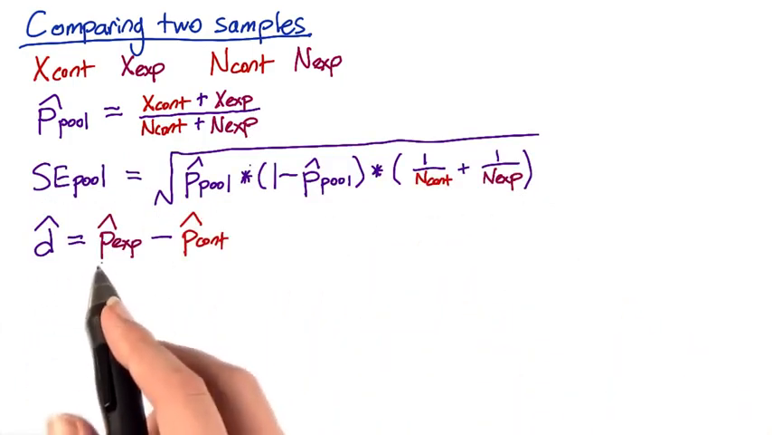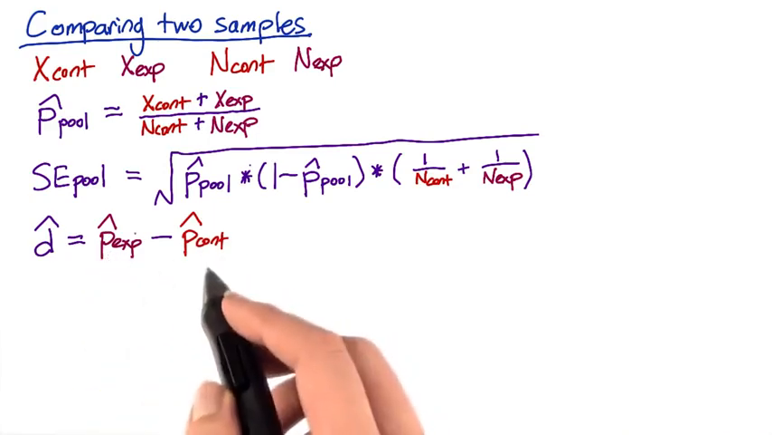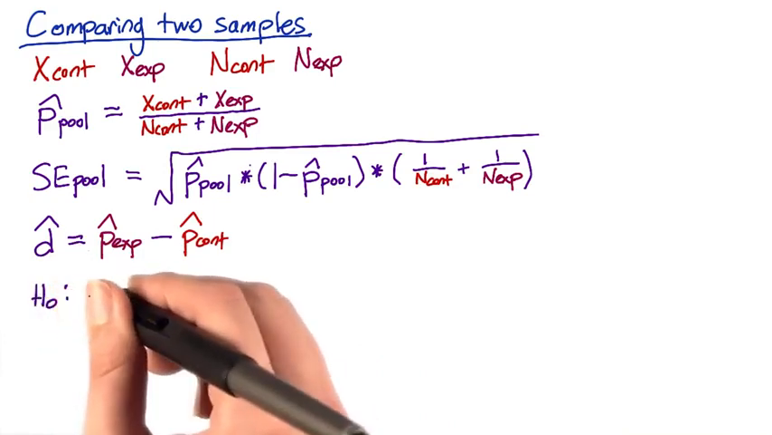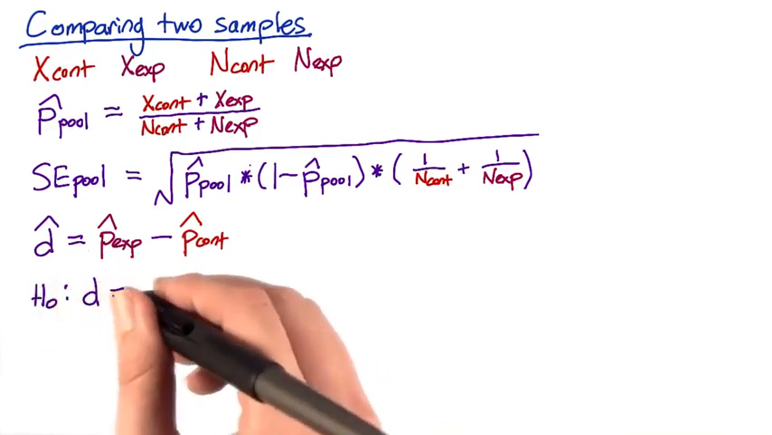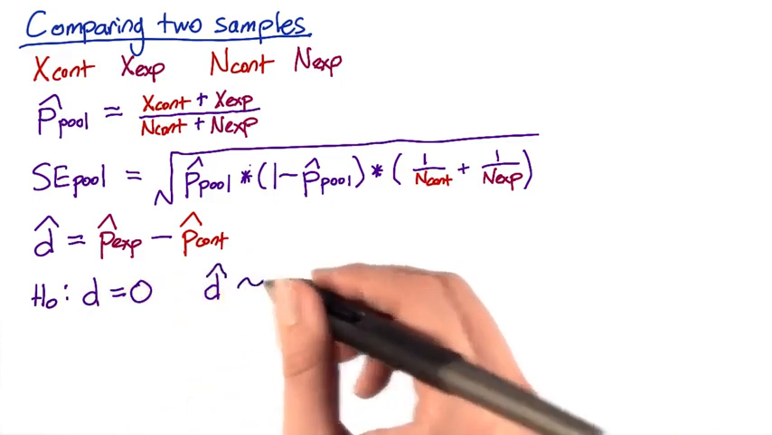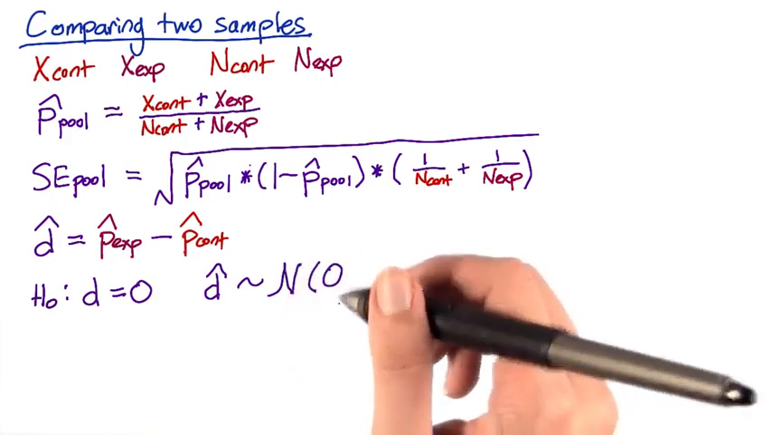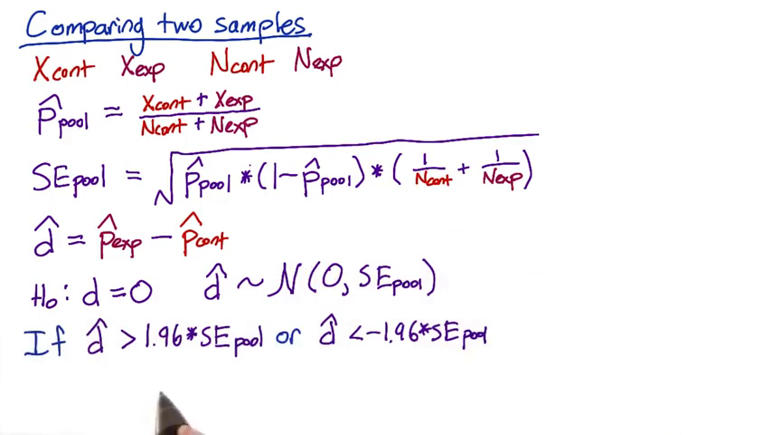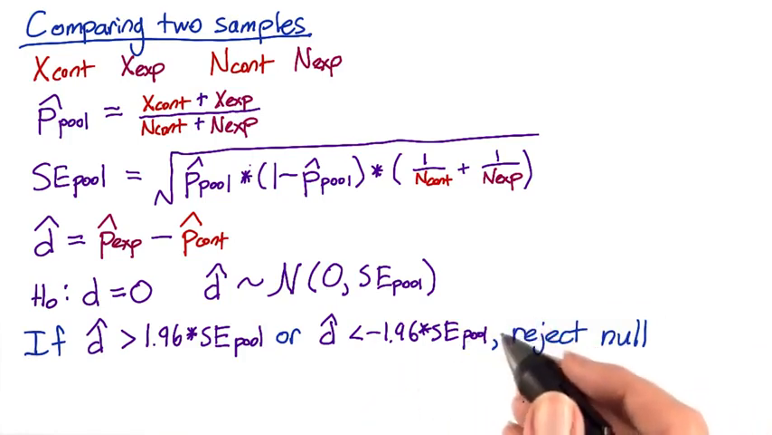Now recall that we're going to estimate the difference between P-experiment and P-control, and I'll call this difference D hat for difference. Under the null hypothesis, D, the true difference, is equal to 0. Then we would expect our estimation, D hat, to be distributed normally, with a mean of 0 and a standard deviation of the pooled standard error. If the estimated D is greater than 1.96, our z-score, times the pooled standard error, or less than the negative of this cutoff, then we can reject the null hypothesis as unlikely, and say that our difference represents a statistically significant difference.